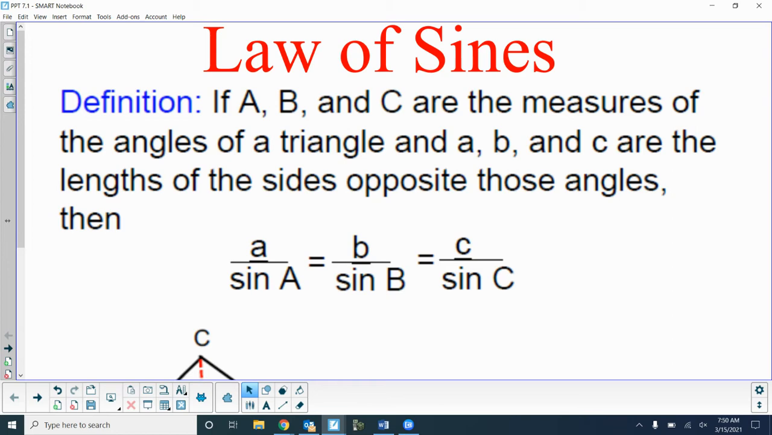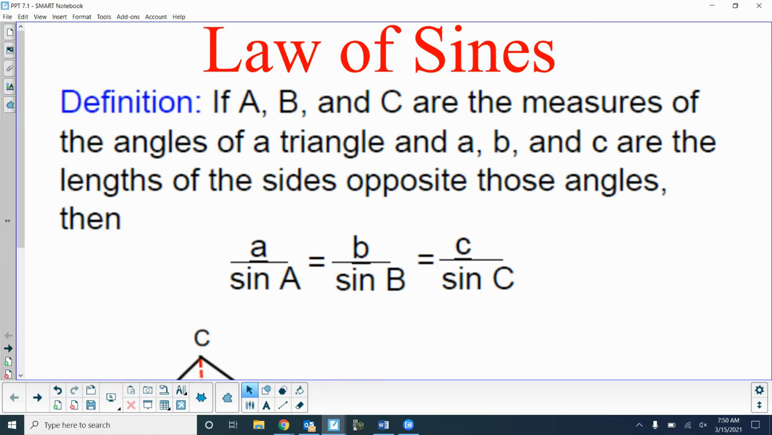All right, so the law of sines says this: if A, B, and C, when it's a capital letter, represents the angle in our triangle. So if the angles A, B, and C are the measures, and lowercase a, b, and c are the lengths of the sides opposite those angles. So side a, this numerator, is always opposite the sine of angle A. And that would always be equal to side b, which is opposite the sine of angle B. And side c is opposite.